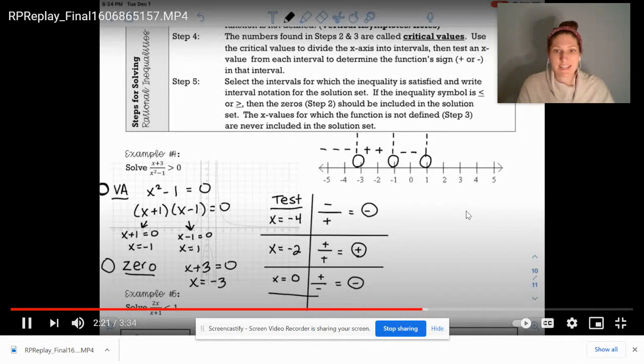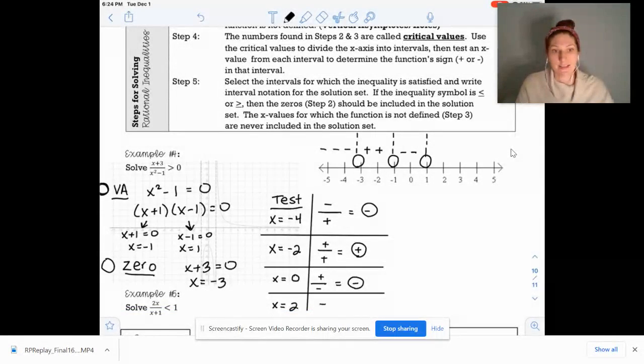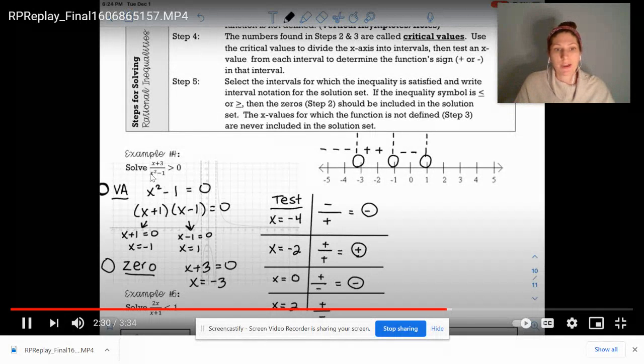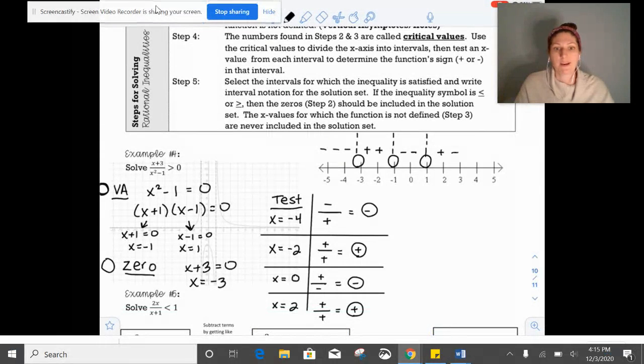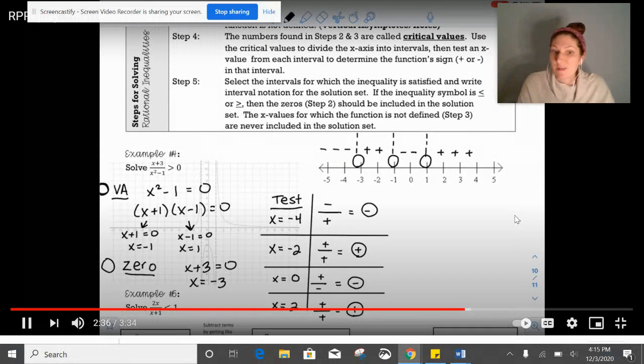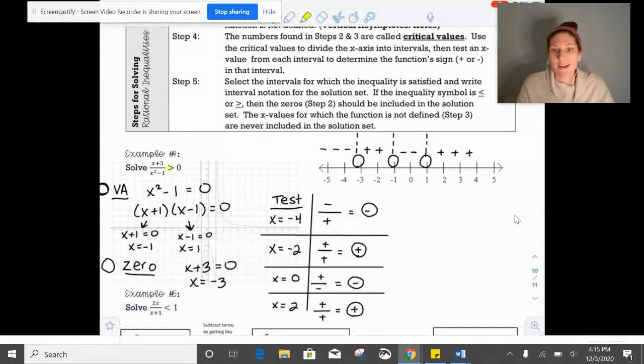The last region to test is right here. I'm going to plug in 2. So on the top, 2 plus 3 is positive. 2 squared minus 1 also gives me a positive number. And a positive divided by a positive is positive.